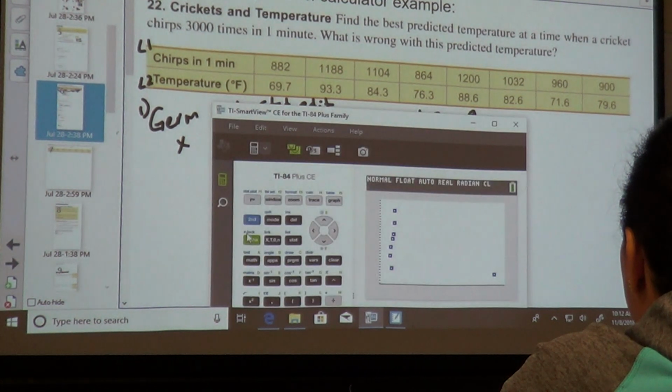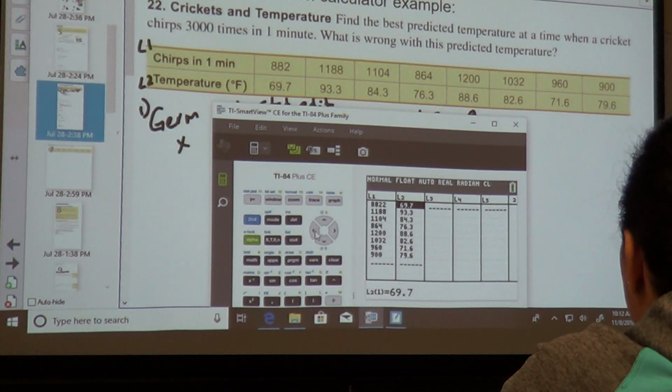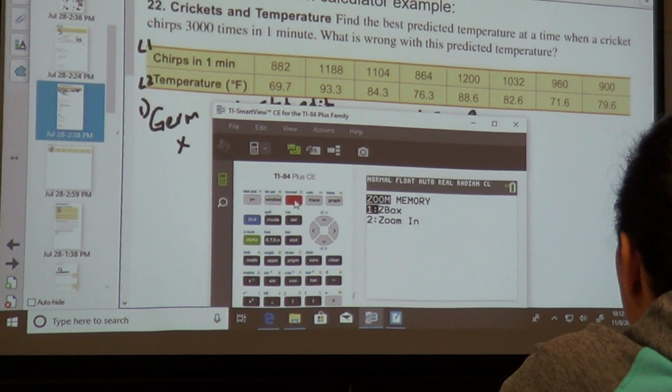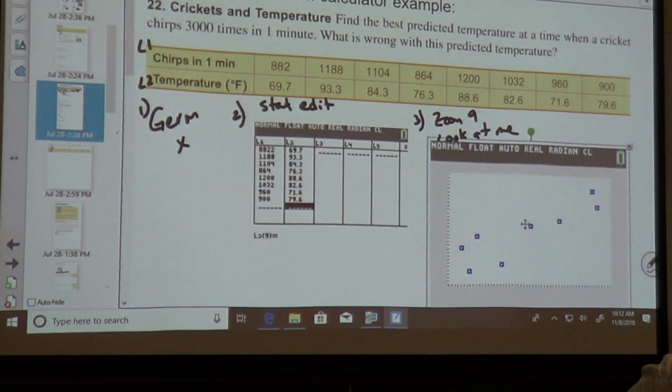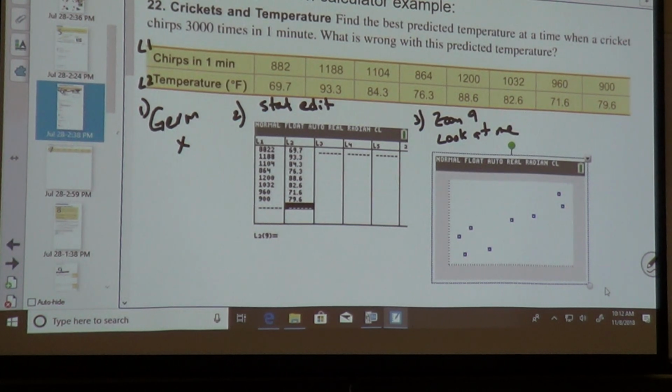The calculator. So I'm going to do stat edit. All right, and then I know 882. I got trigger happy. Then Zoom 9. So if you do make a mistake, it's amazing how one piece of data can screw it up. Okay, so it kind of looks very linear, but we're not sure how linear it is. So I just looked at me.